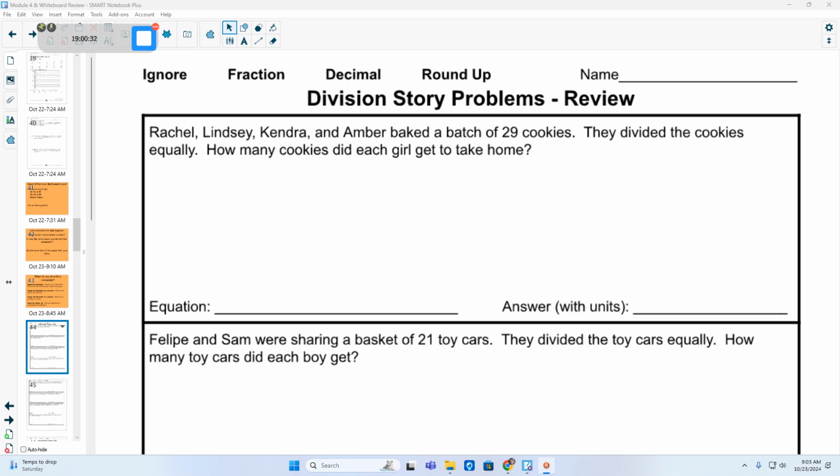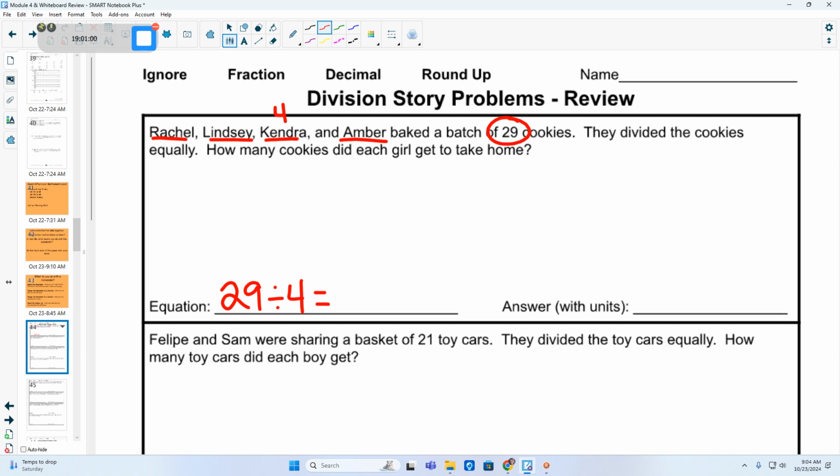Okay, here we go. On the front side, Rachel, Lindsay, Kendra, and Amber baked a batch of 29 cookies. They divided the cookies equally. So we've got 1, 2, 3, 4 girls. All right, so here's my equation. You ready? How many cookies did each girl get to take home? 29 cookies divided between 4 girls. And we're going to write our answer with a remainder, okay?